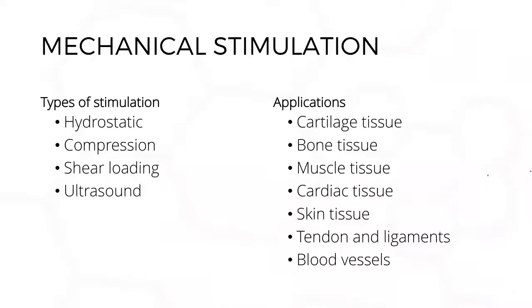So what kind of mechanical stimulation is commonly being used? A lot of the tissue engineering applications, as you can see, cartilage, bone, muscle, cardiac, skin, tendons, ligaments, and blood vessels, require some kind of mechanical stimuli. And we know that mechanical transduction is necessary not only in stimulating functional differentiation of many tissues, but also in terms of giving them the right signals to induce the signaling pathways for cellular functionalization.